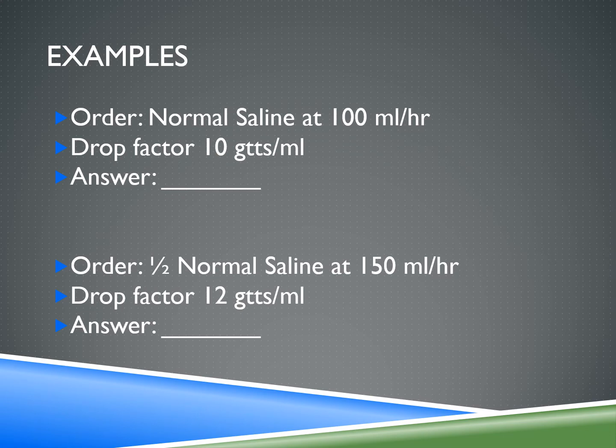Okay, so we have two different practice problems here. First, let me say it doesn't matter what the fluid is. If it says normal saline, half normal saline, D5.5 with 20 of K, it doesn't matter. All that matters are the numbers, the rate and the drop factor. If you know the rate and the drop factor, friends, you can do this. So what I'd like you to do is pause the video and go ahead and work those two problems before you move on to the next slide.